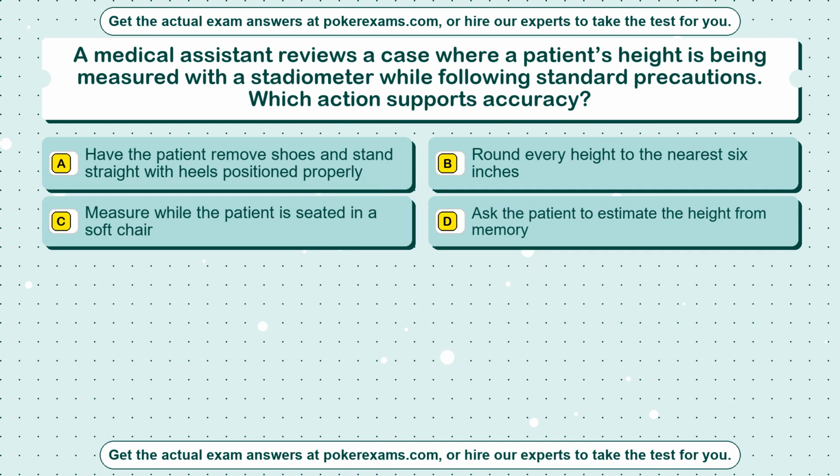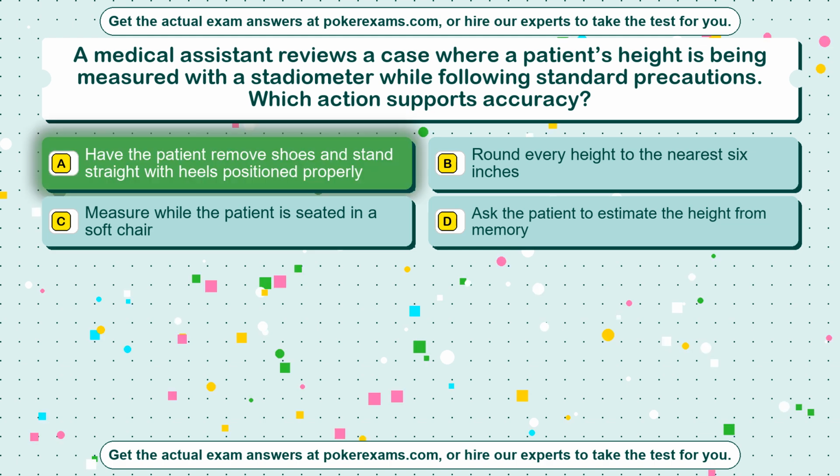Question 87. A medical assistant reviews a case where a patient's height is being measured with a stadiometer while following standard precautions. Which action supports accuracy? Option A. Have the patient remove shoes and stand straight with heels positioned properly. Option B. Round every height to the nearest 6 inches. Option C. Measure while the patient is seated in a soft chair. Option D. Ask the patient to estimate the height from memory. The correct answer is option A.